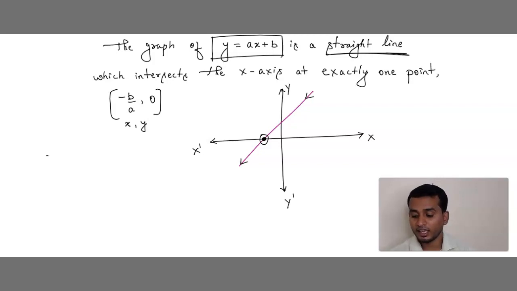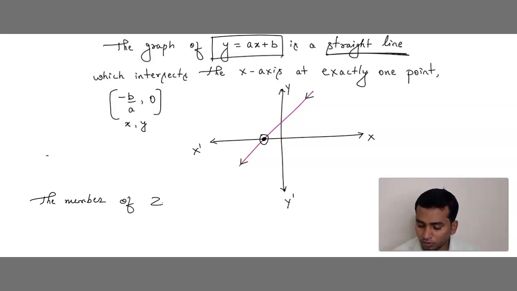In this, the line cuts the x-axis one time, so how many zeros does it have? Only 1 zero, because it is cutting and touching the x-axis at only one point. Understood? So the number of zeros in a linear polynomial is how much? 1. The number of zeros in a linear polynomial is 1. Is this clear? This is known as a linear polynomial.